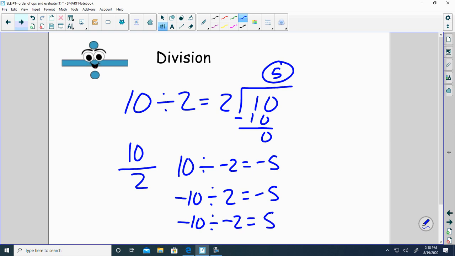So just note that with multiplication and division, if you have an even number of negative numbers, like 2, 4 or 6, it would keep it positive. If you have an odd number of negatives, then the whole answer becomes negative.